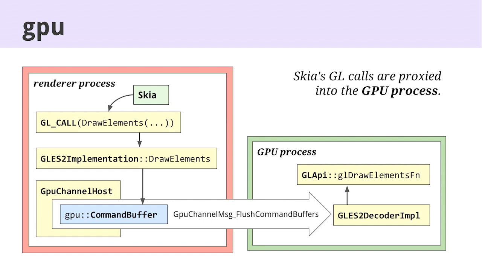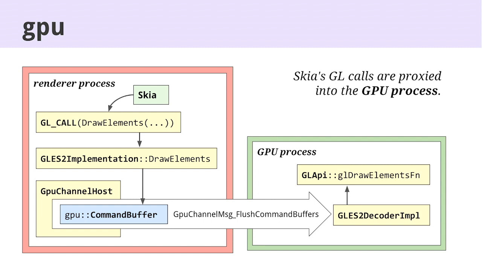Okay, so the last slide was a bit of a lie because I made it look like Skia called directly into the system OpenGL. But remember, the renderer process is sandboxed, so it can't make system calls directly. So those GL calls issued by Skia in the renderer are actually proxied into a different process called the GPU process using something called a command buffer. The GPU process receives the command buffer, and it issues the real GL calls through a set of function pointers on this GL API object.